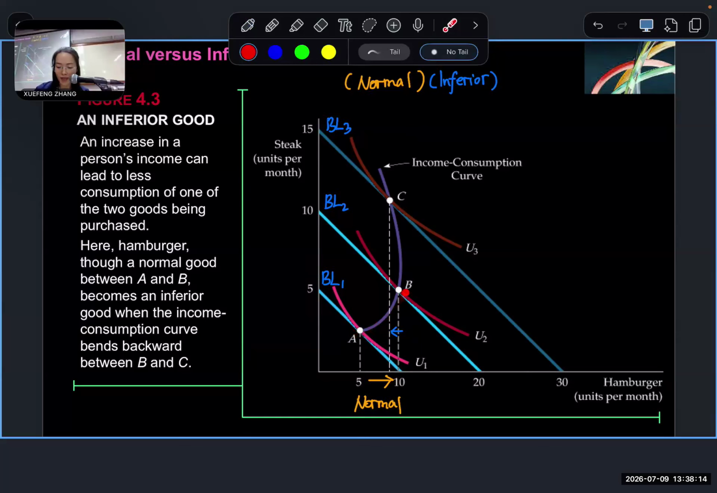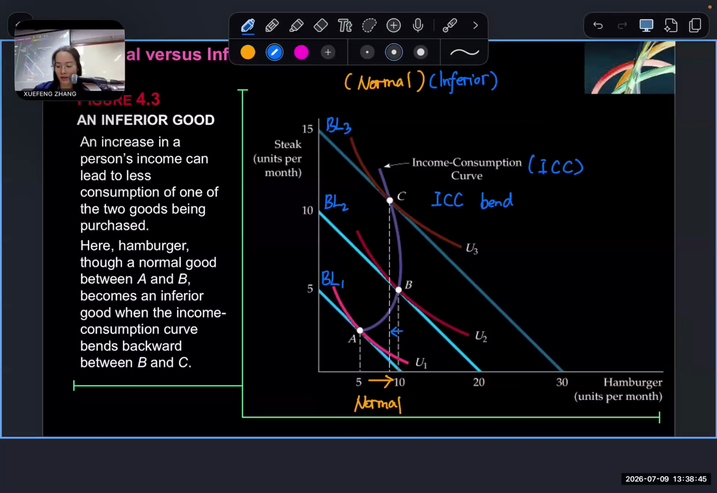Okay, and then we connect the optimal points. We have our income consumption curve, which is ICC. Have you noticed that here, ICC bends backward? Okay, this is ICC, bends backward. So this is the signal of inferior good, okay?